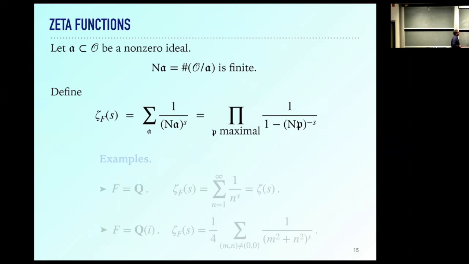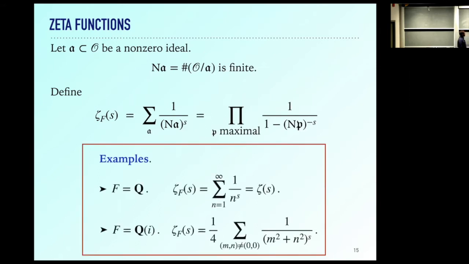And just like for the usual Riemann zeta function, there's a factorization as a product over maximal ideals p of 1 over 1 minus the norm of p to the minus s. This was the formula discovered by Euler in the case of the Riemann zeta function, and it generalizes very naturally, using the theory of unique factorization in these rings, to these Dedekind zeta functions. Again, when F is Q, your zeta function is just the usual Riemann zeta function.